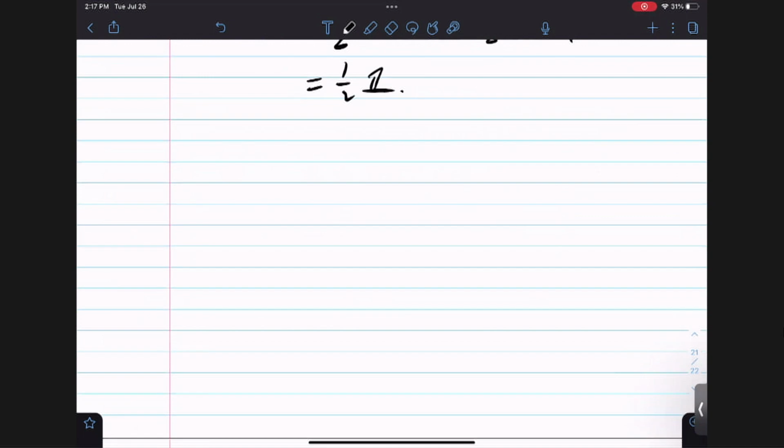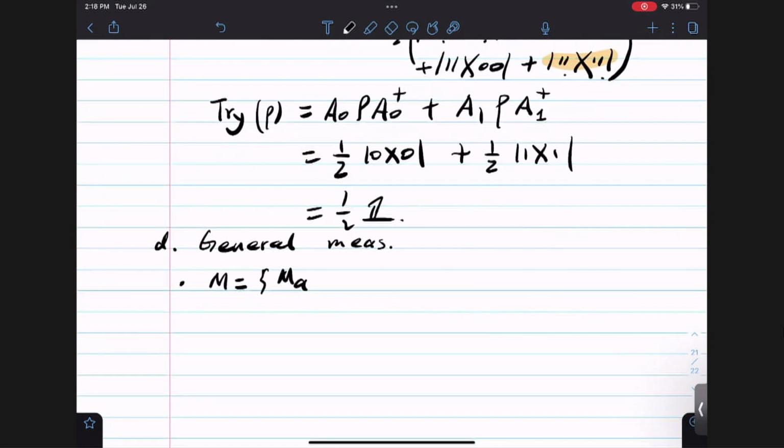Okay. I suppose I need to speed up a little. All right, so finally, let's talk about general measurements. The measurement we've been using so far is just measuring under the computational basis. And in general, measurement is just a special case of quantum channels.